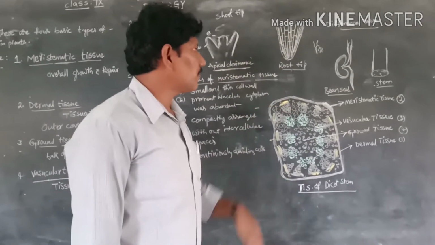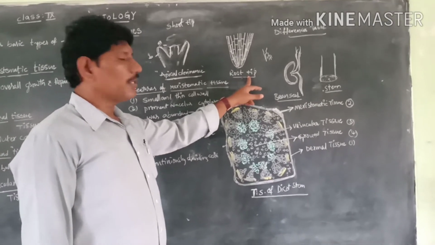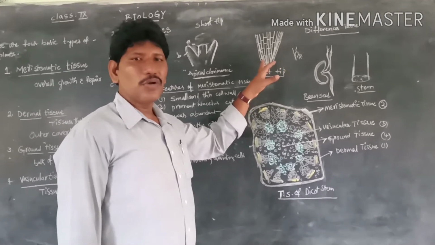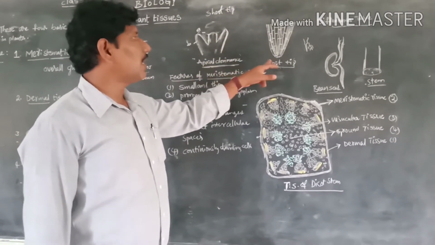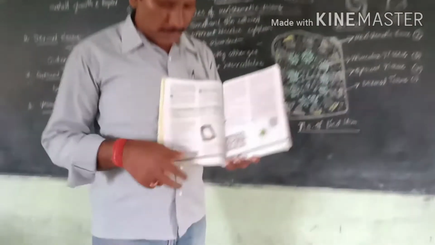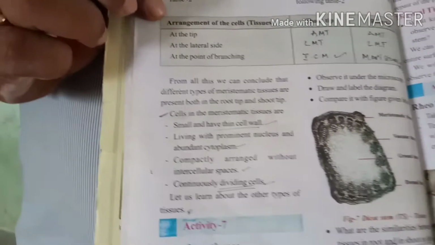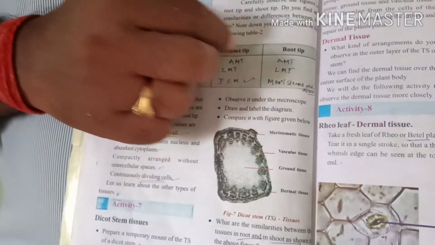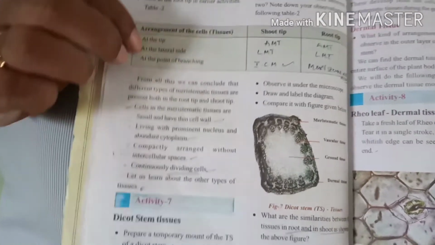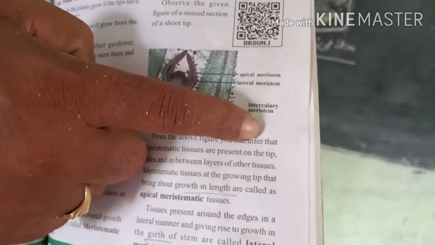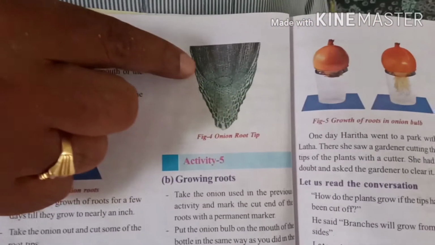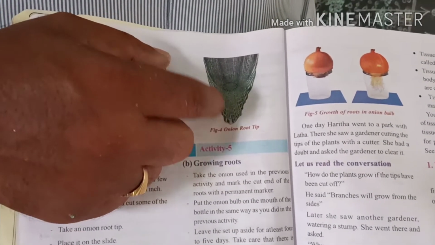In the previous class videos, we already observed onion root tip and growing roots. This is the root tip and this is the shoot tip. To observe the differences between the root tip and shoot tip, we can go to textbook page number 16, where the arrangement of the tissues in the shoot tip and root tip is given in tabular form. In the shoot tip, apical meristem, lateral meristem and intercalary meristem are all present. In the onion root tip or root tip cells, only the apical meristem and, in some plants, other meristems are present.